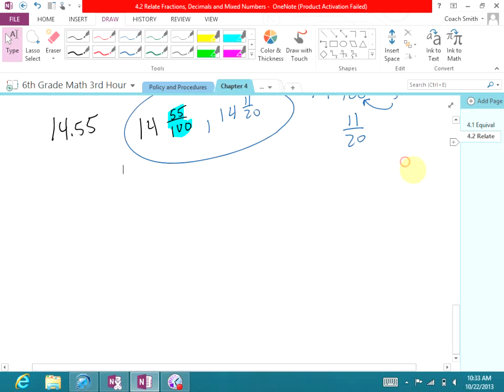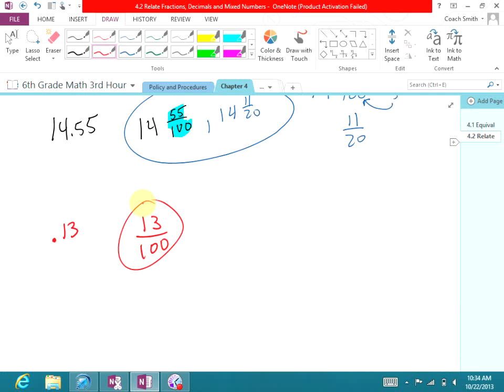Now, what if you run into one that looks like this? 0.13. Okay? Well, that's 13 over 100, and 13 is prime. So there is no common factors between 13 and 100, so our answer is just 13 over 100. If it can't reduce, then you only list the original fraction. If it can be reduced, then you list the original fraction along with simplest form.